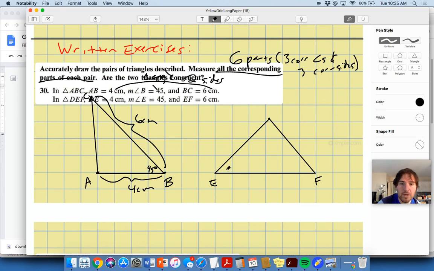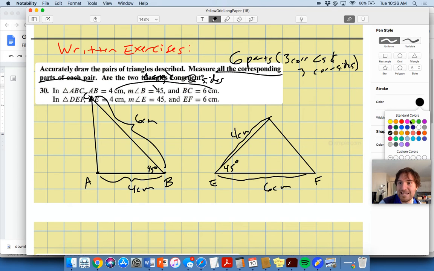We knew that this is a 45-degree angle because I drew it kind of on the diagonal, right? Half of a 90-degree angle would be a 45-degree angle. This here is your 6 centimeters. This here is roughly your 4 centimeter one right here.